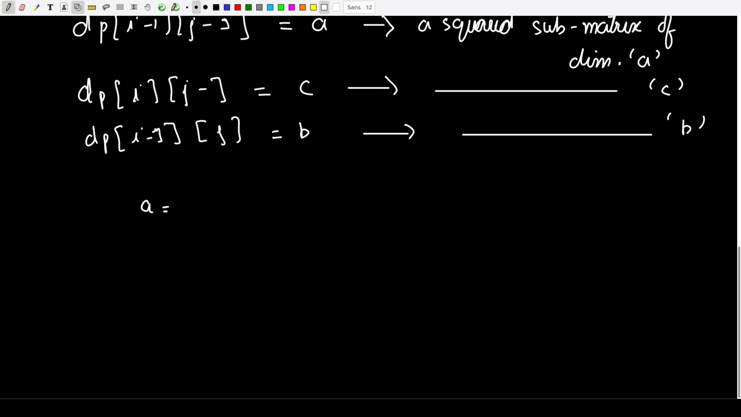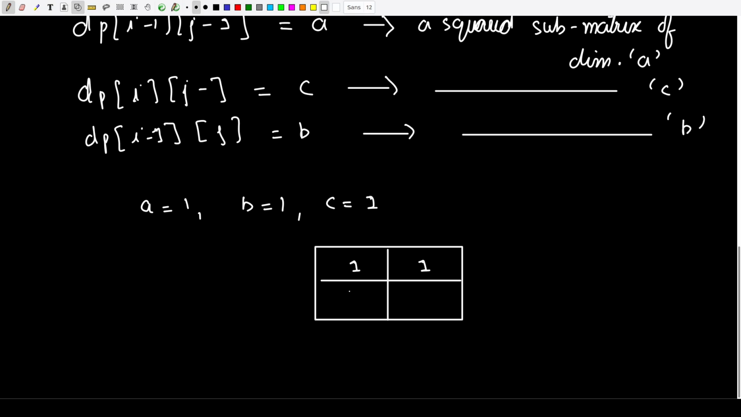Now let us assume the value of a is 1, b is 1, and c is also 1. So that simply means the matrix is something like this. This is a DP matrix. So the matrix information is something like this, and we want to populate this information. Now as we can see, this forms a square matrix of dimension 1 by 1, this forms a square matrix of dimension 1 by 1, and this also forms a square matrix of dimension 1 by 1. Now, using this, the maximum dimension square matrix which is possible over here is 2, and that is why we are going to mark it as 2.